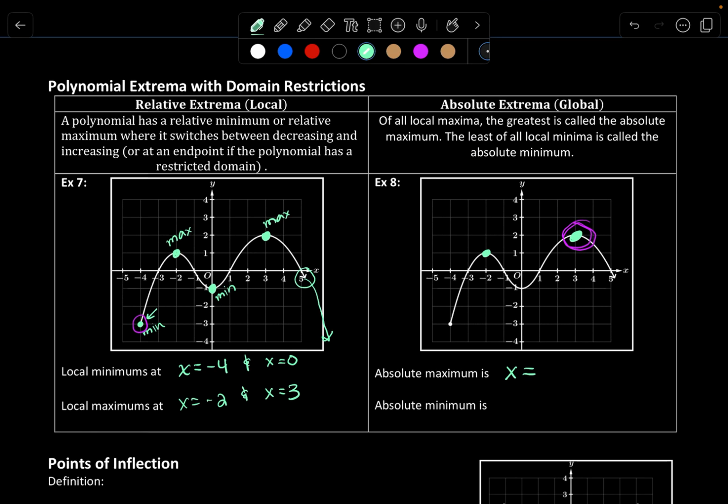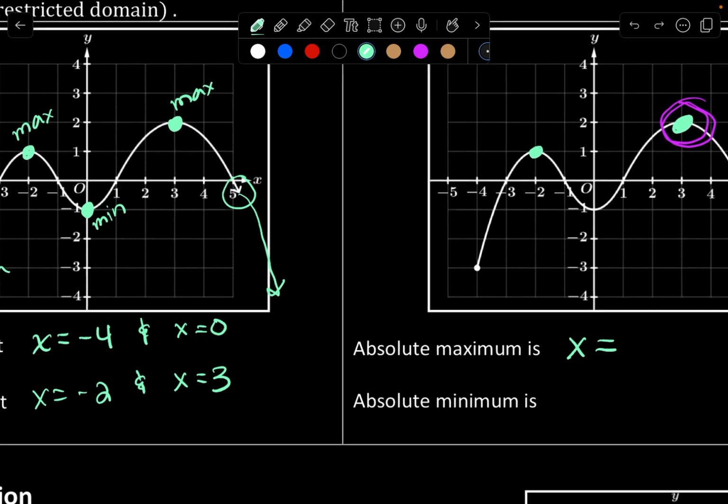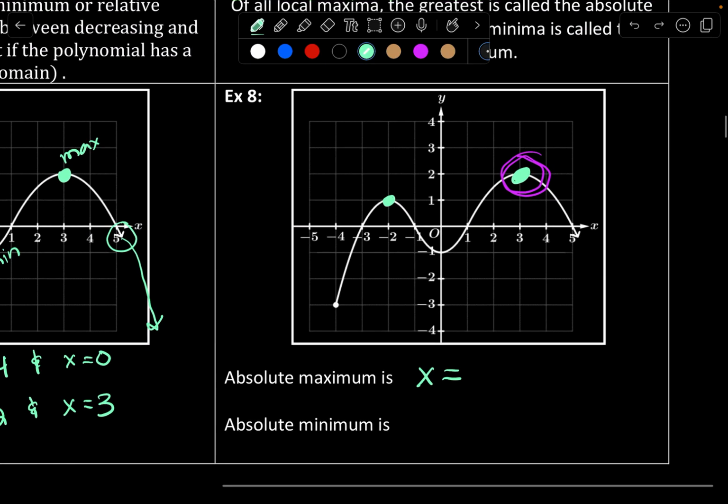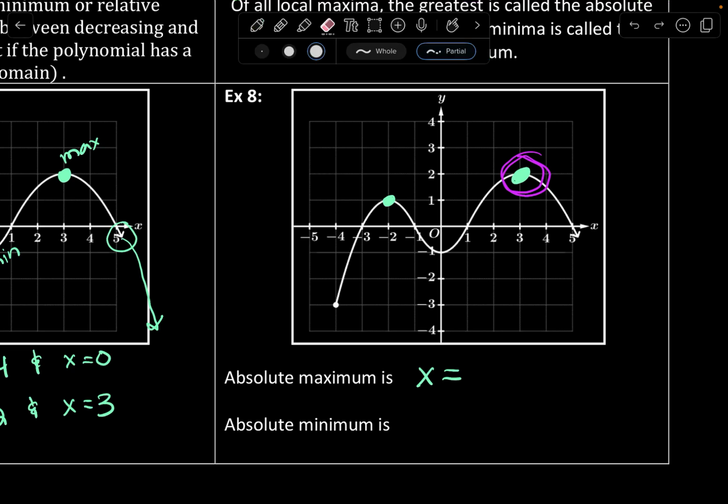Well, I guess this one's asking different. The first part was just asking where it was. This one wants more detail. So we'll say the absolute maximum is 2 when x equals 3.